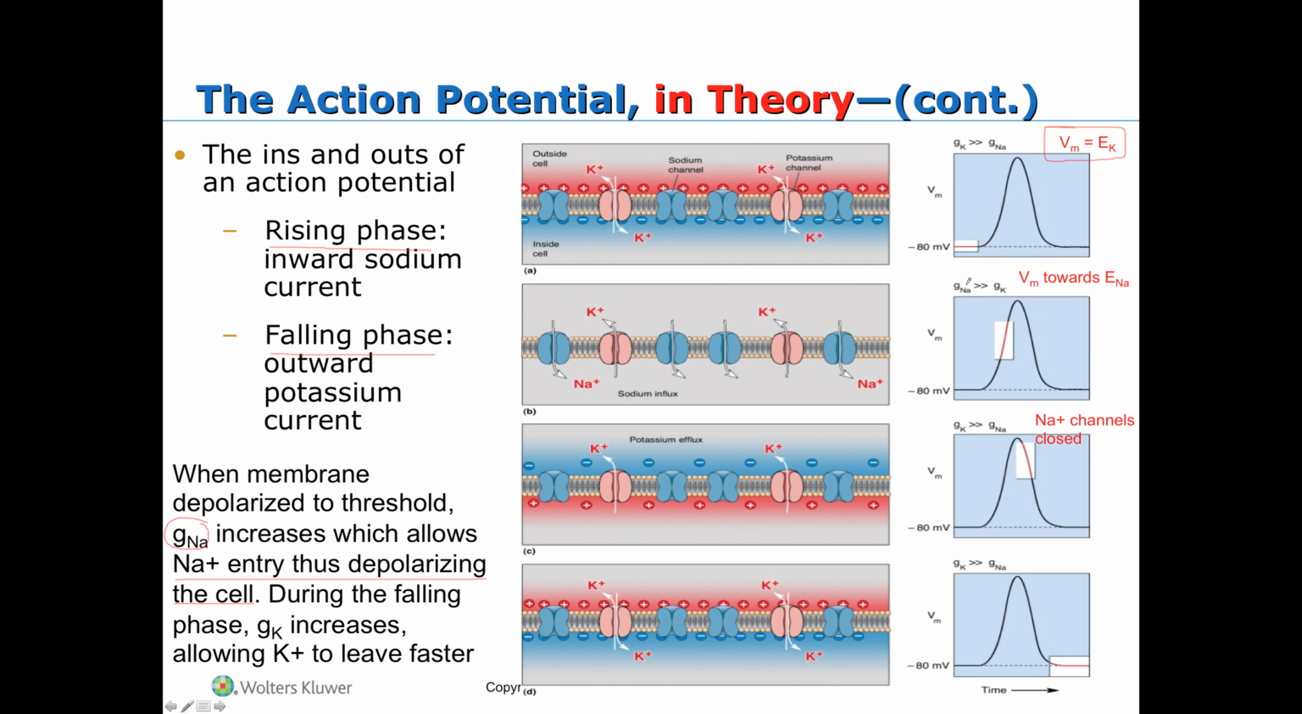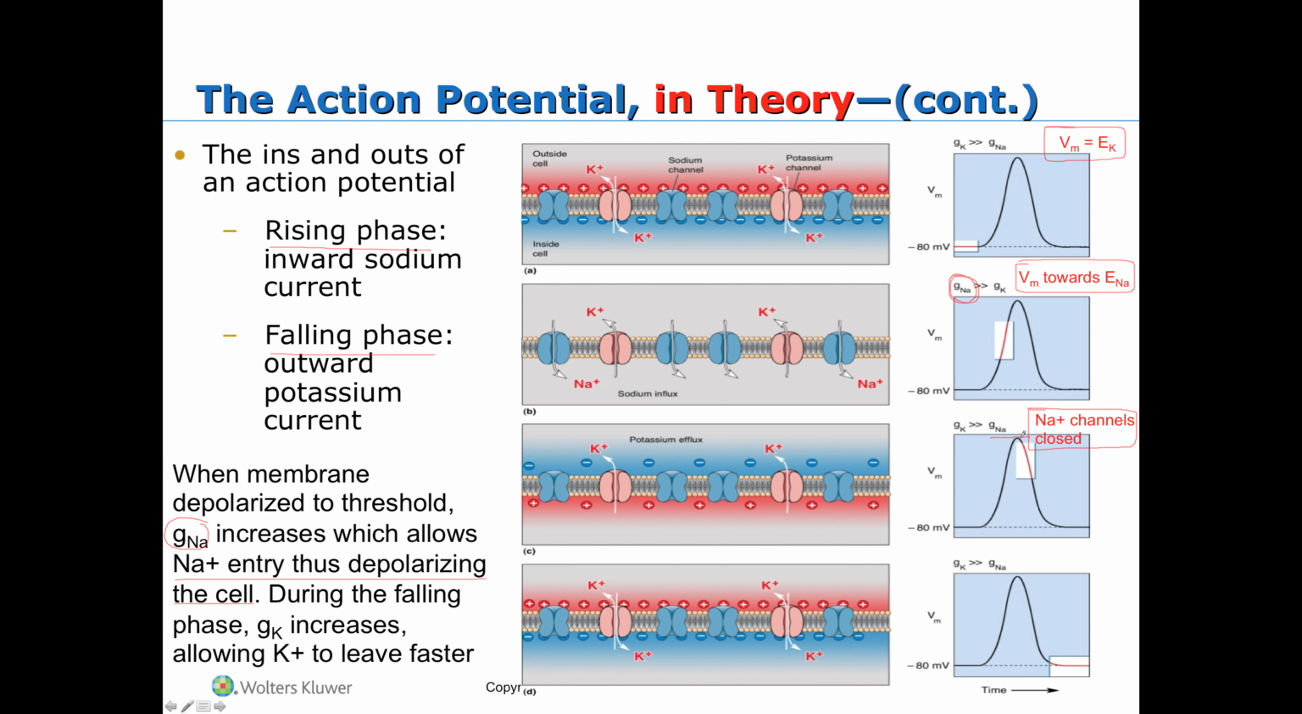Now, as you open up more sodium channels, which is what occurs when you reach activation threshold, the conductance of sodium is greater than that of potassium. So your membrane potential moves towards the equilibrium potential for sodium. It doesn't actually reach the equilibrium potential for sodium, because your sodium channels will close, and this is due to the fact that they're voltage gated. Once you reach about positive 40 millivolts, these voltage gated sodium channels close.